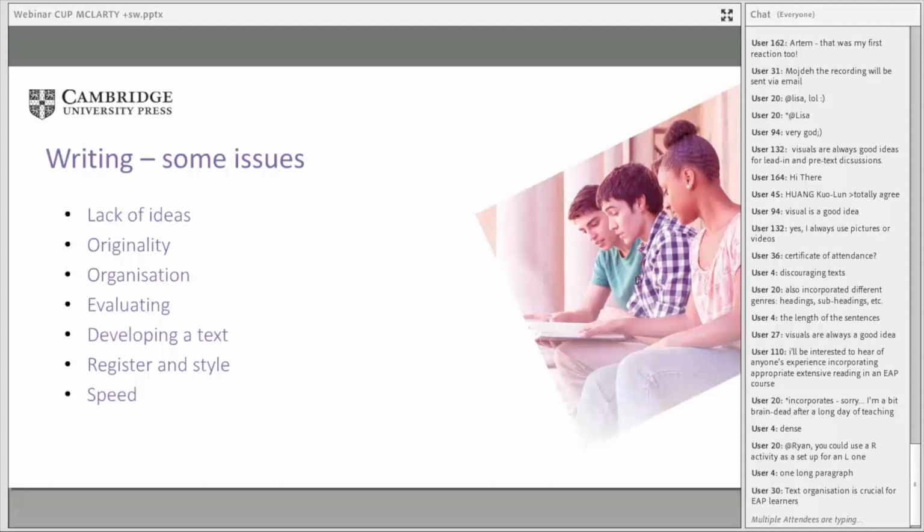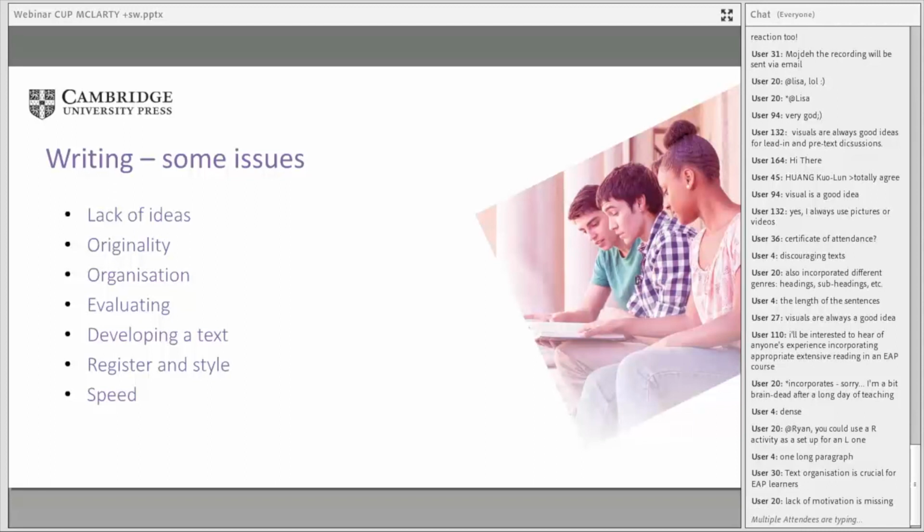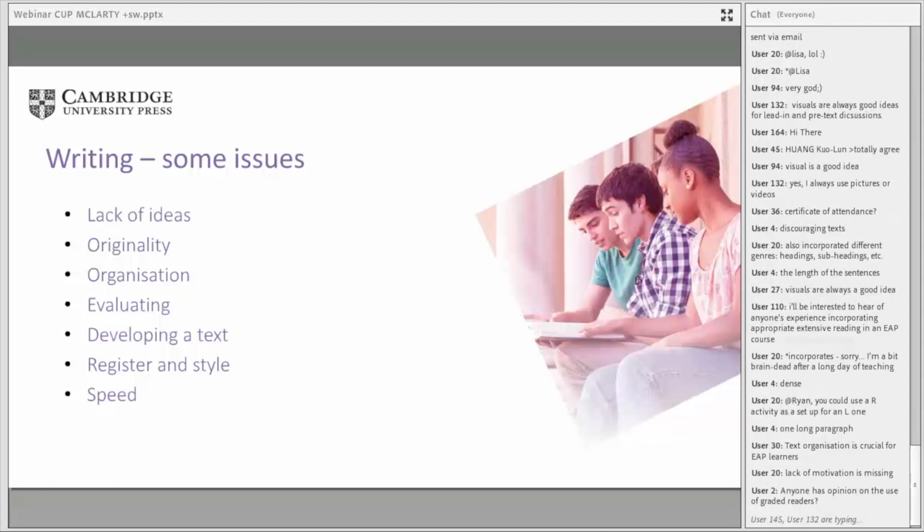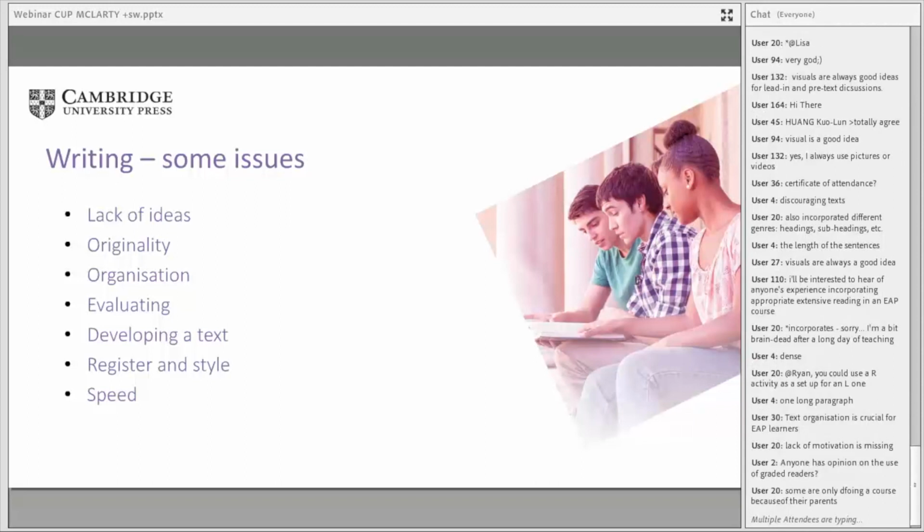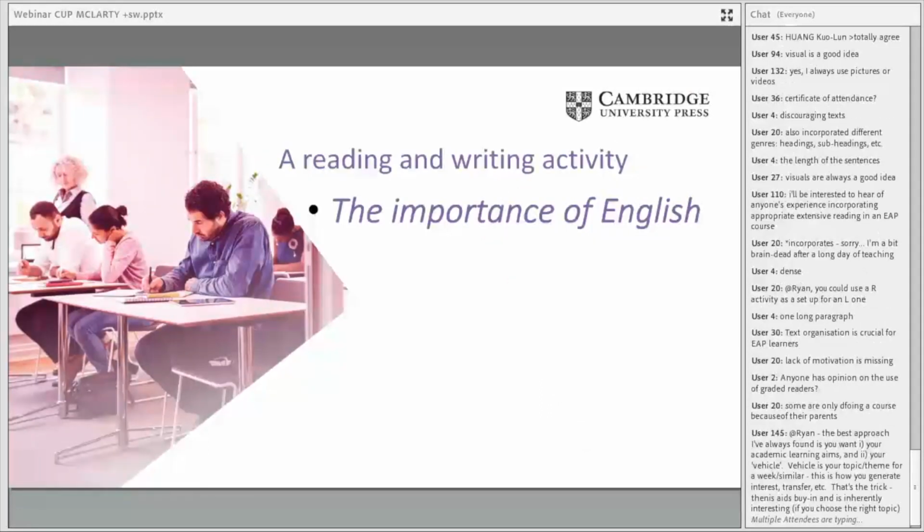When they come to doing their academic writing, we have a lack of originality, we have a lack of organization, a lack of an ability to evaluate. We have problems dealing with register and style, and also just being able to write at a good enough speed. And again, all of these are areas where our assessment is going to be quite strong. So it's important that they get to grips with these areas of writing.